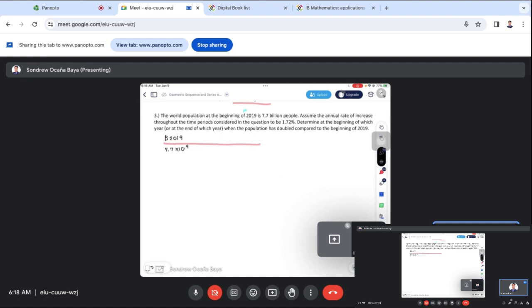And then it's also mentioned that the increase throughout the time period is 1.72%. So if you try to recall the previous items, the rate is not just 1.72, but it's actually 100% original, and this original has been increased by 1.72%, which gives us a total of 101.72%. So this is the one that we are going to multiply to get the increased value. But then we have to convert this into either a fraction or a decimal. So percent means per 100.